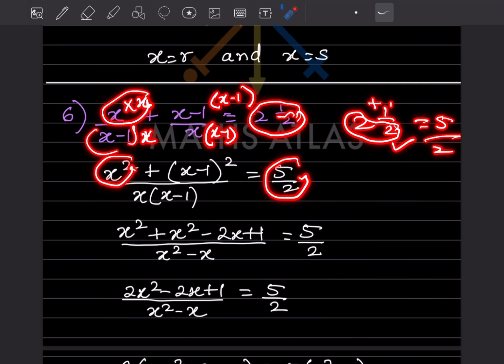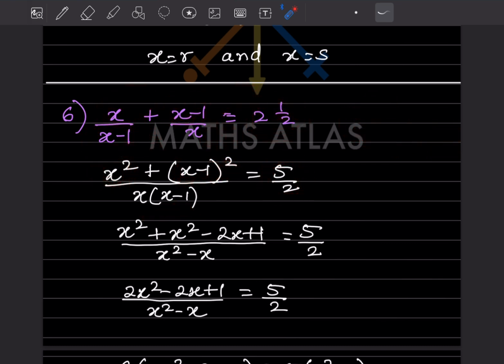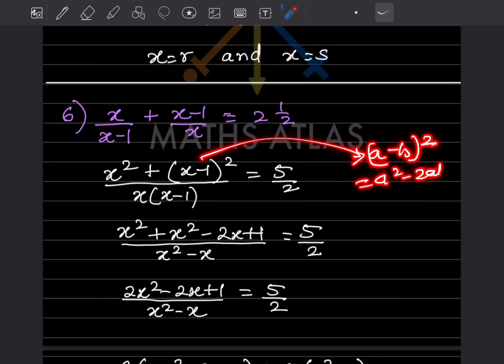So here what will you get here? That will be x square. And here you can see both of them are the same. So x minus 1 whole bracket square, and the denominator will be x into x minus 1, that is the LCM. So now what will you do? This is the same. You will expand this one. So this is in the form of a minus b whole bracket square. So that is a square minus 2ab plus b square.